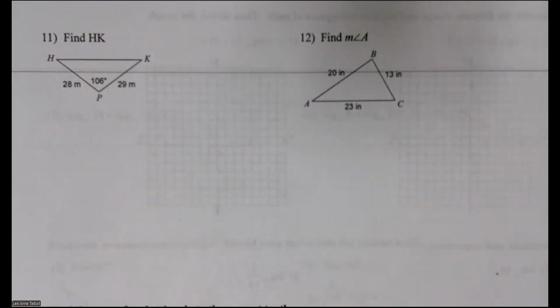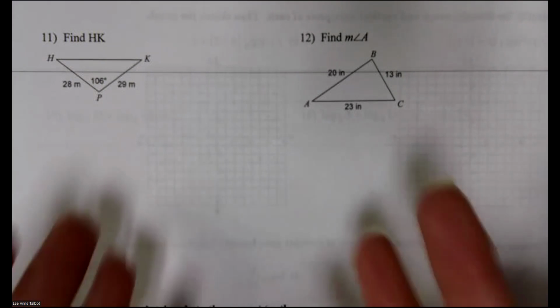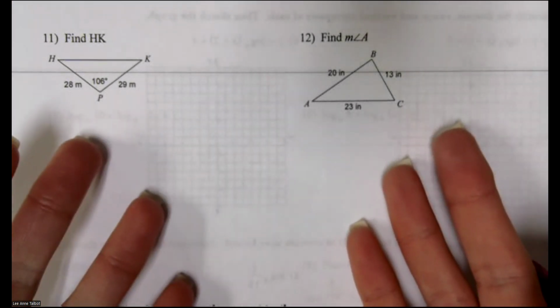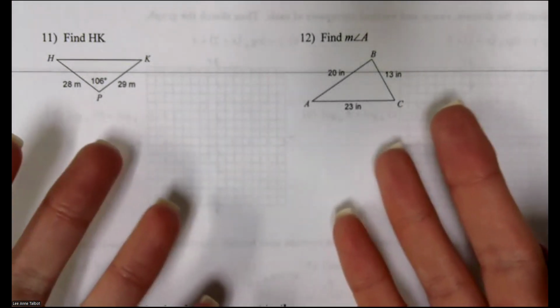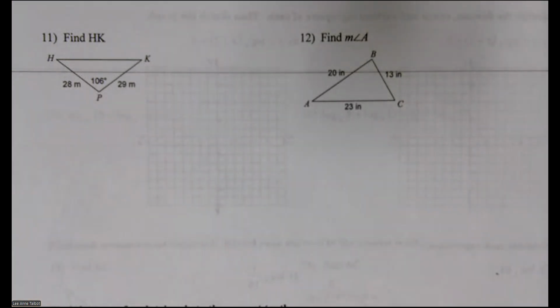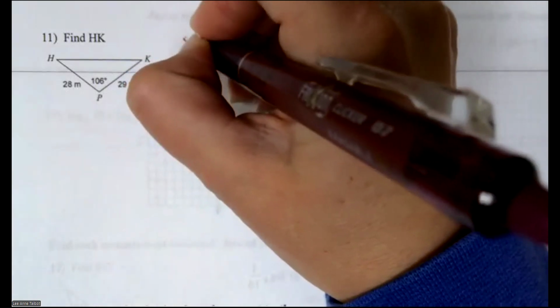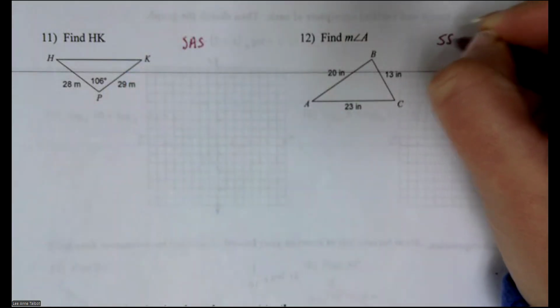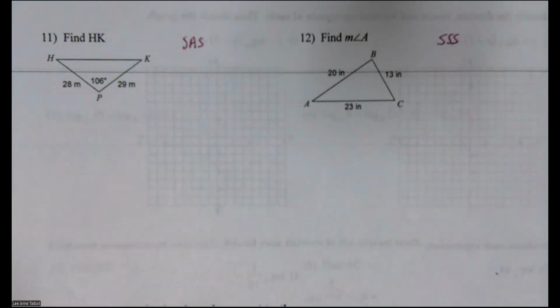Okay, now I'm hoping this is pretty obvious. Look at 11. Can you tell that it's side angle side? Look at 12. Can you tell that it's side, side, side? These are the only two setups for law of cosines. So this is the visual that you need to be able to see when the problem starts. This is your side angle side variety here. And this is your side, side, side variety here.